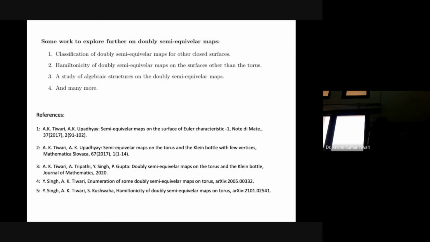One can also associate algebraic structure with these doubly semi-clear maps. And of course, there are many more analogous notions we can apply. There are so many associated areas, with many studies on these doubly semi-clear maps. These are the exact references of this work. Thank you for listening to this talk.